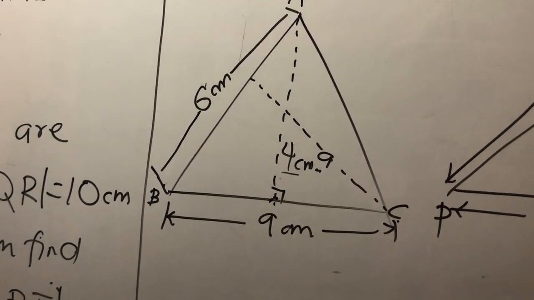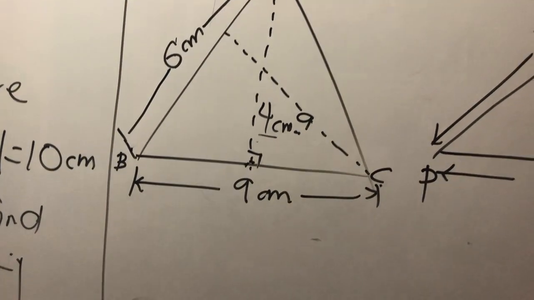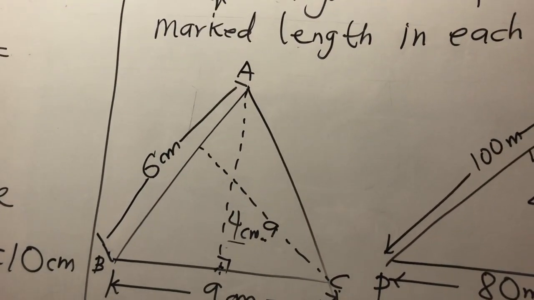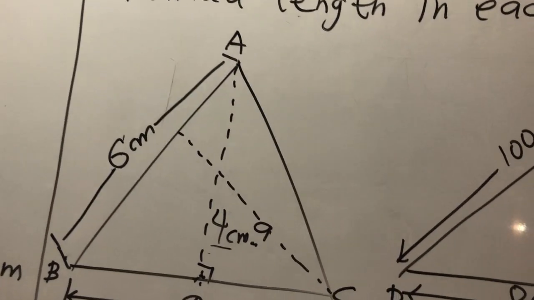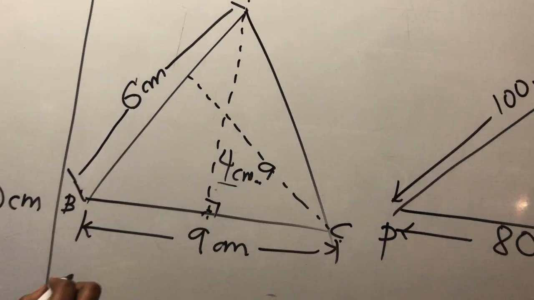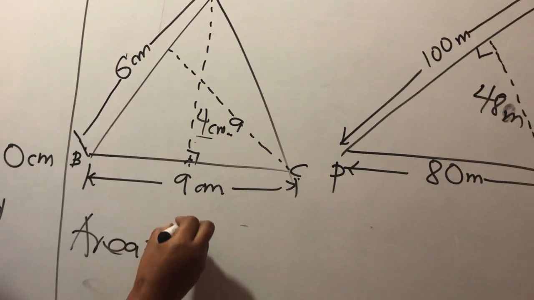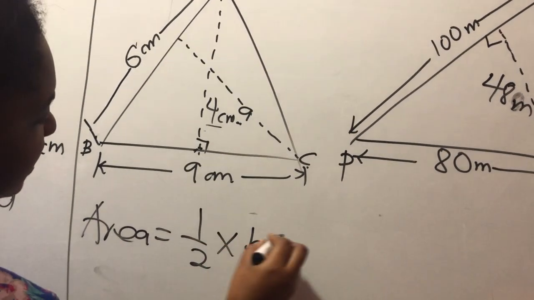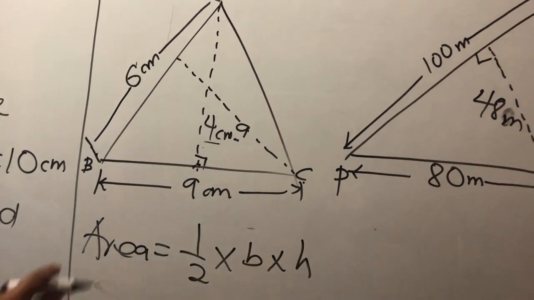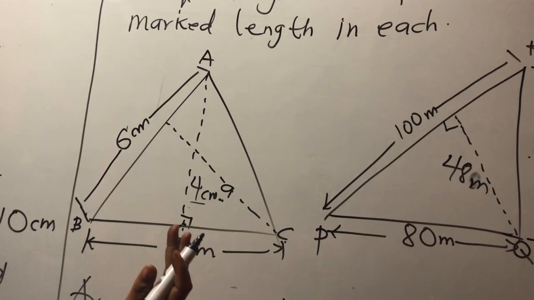Would it be advisable to use this and that to find the area? No. You have to use the ones that you have a value for. So you come down and write what? Area of a triangle, or area is equal to what? Half times base times height. So I'm using these ones because I have the values for them.